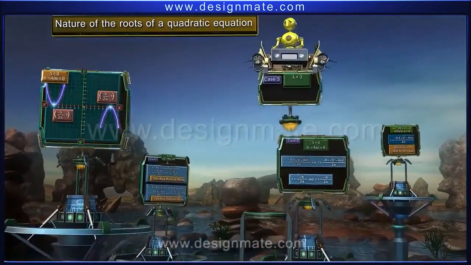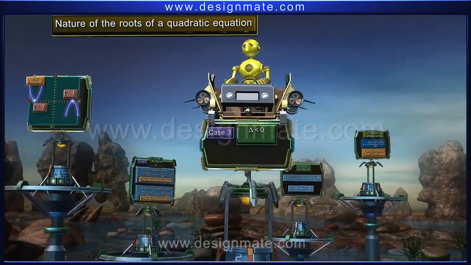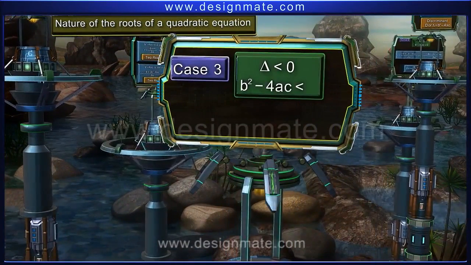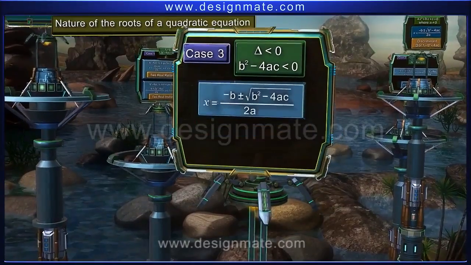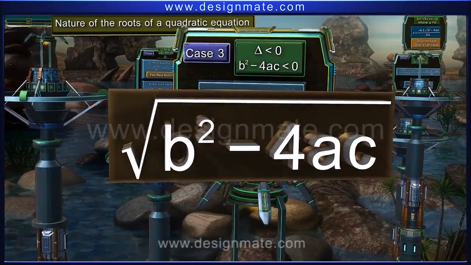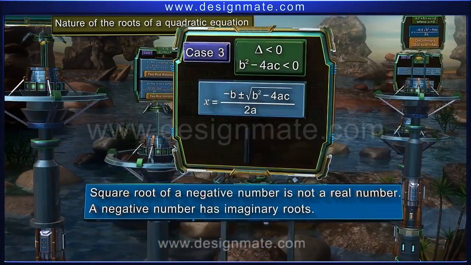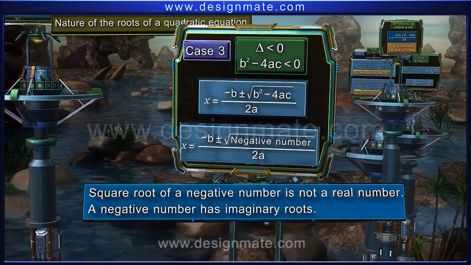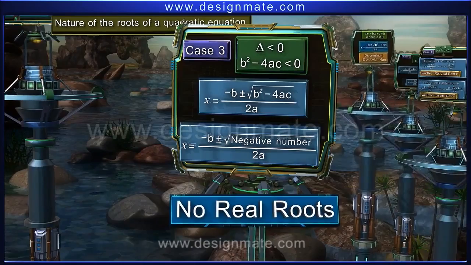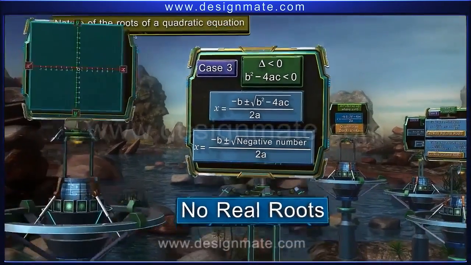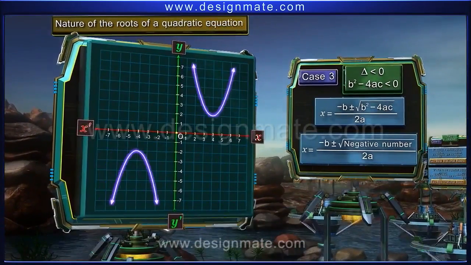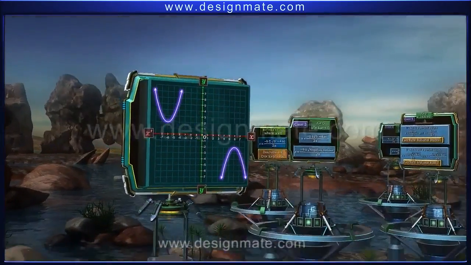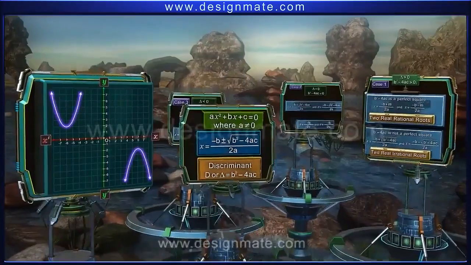Case 3. Delta is less than 0, that is, b squared minus 4ac is less than 0. Here, we have a negative number under the radical sign. We also know that the square root of a negative number is not a real number. Thus, in this case, the quadratic equation does not have any real roots. This implies that the parabola does not intersect the x-axis. Let us consolidate all these cases in a table.